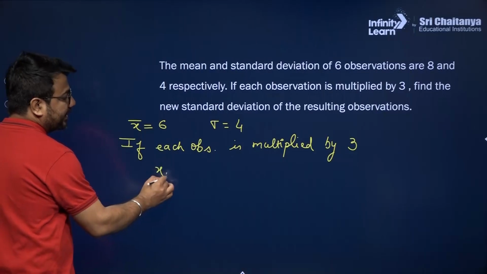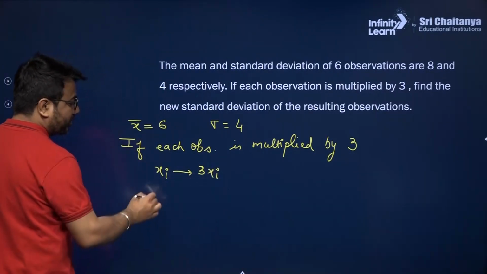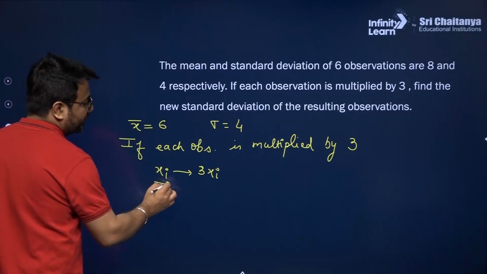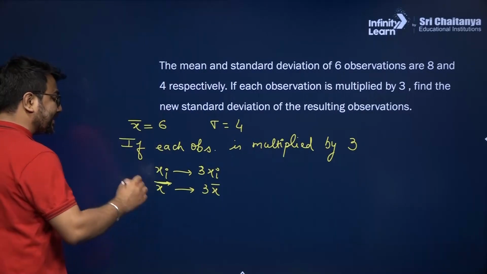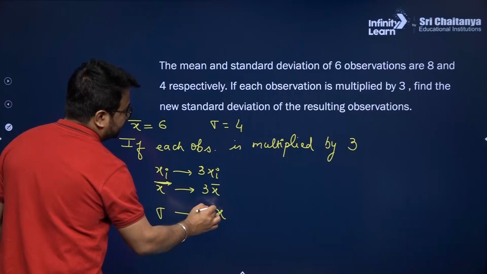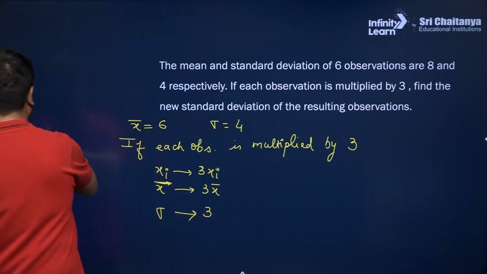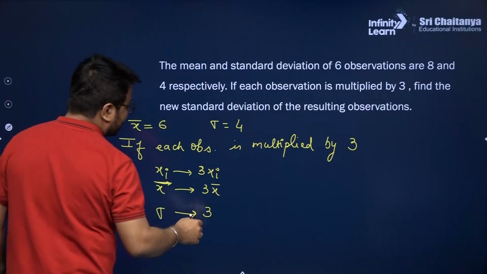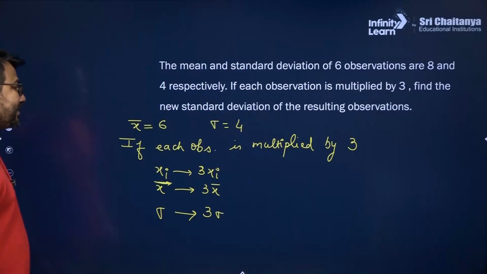So if xi is being converted to 3xi, so x bar will also be converted to 3x bar, and standard deviation sigma will also be converted to 3 sigma, that is, 3 times. Is it clear to you? Variance is converted to 3 square times and standard deviation is converted to 3 times.